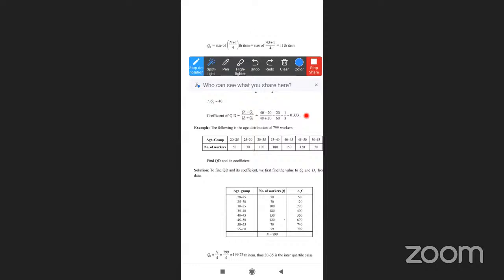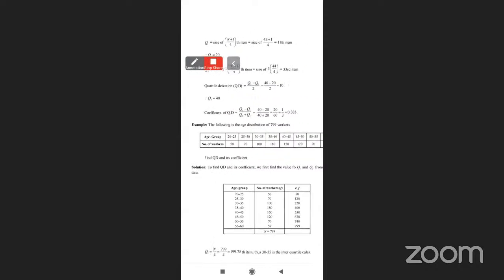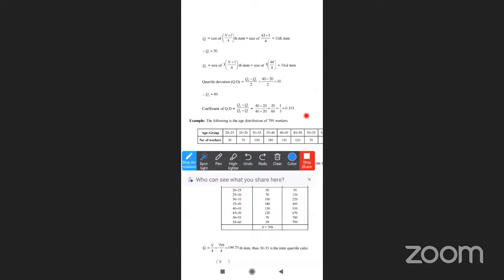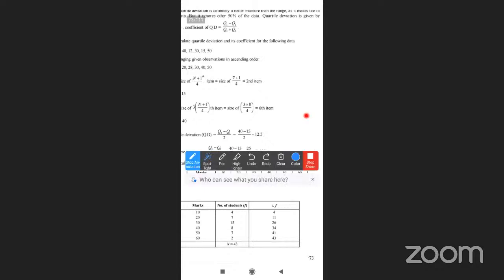Okay, one minute. Here you can see Q1. The formula is size of 1 into (n plus 1) by 4th, that is size of 1 into (43 plus 1) by 4. So 43 is the total frequency plus 1 by 4, that is the 11th item, 44 by 4 is the 11th item. Now you can see in the CF, where is 11? Here is only 4. In CF, here is 11. So the corresponding value is 20. Mark is 20. That should be known as Q1.